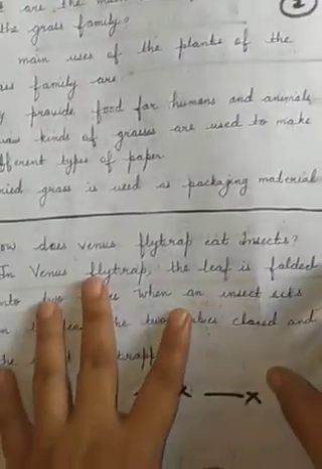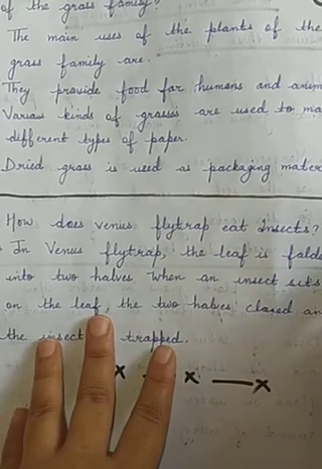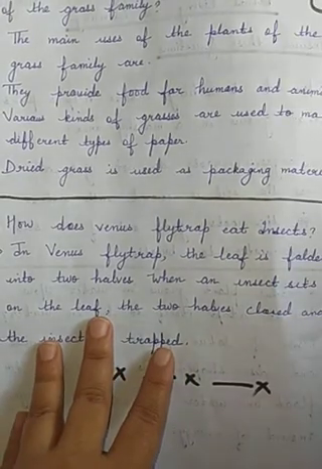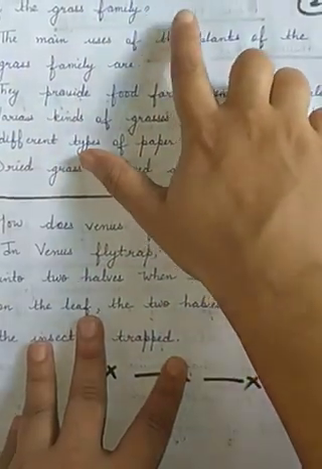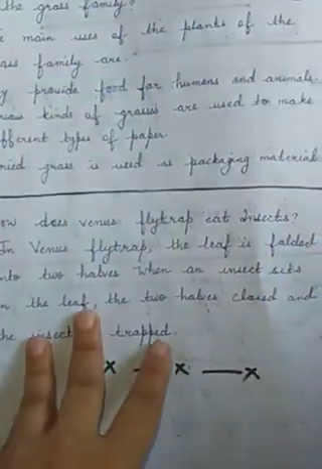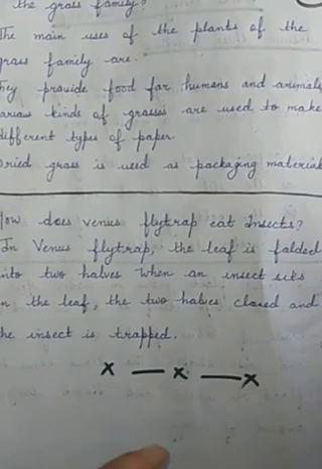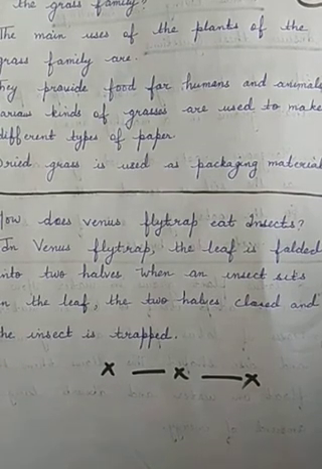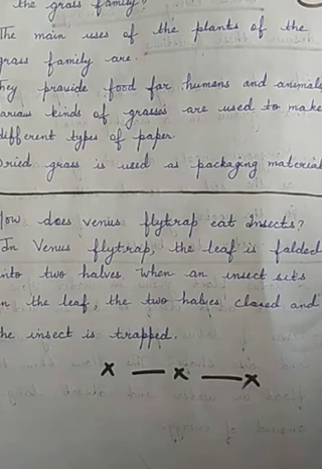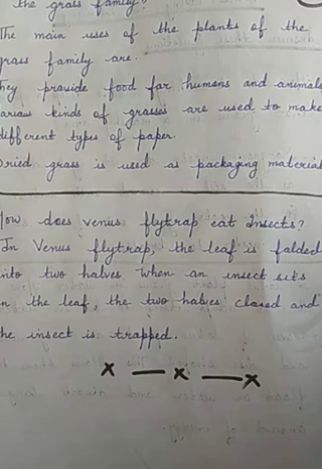Now coming to the third question. The third question is a very easy question, as we have done when we completed this chapter: what are the main uses of the plants of the grass family? So you have to write the uses of grass family plants. Grass family plants are cereal plants like wheat, rice, sugarcane, bamboo. They all come under the category of the grass family.